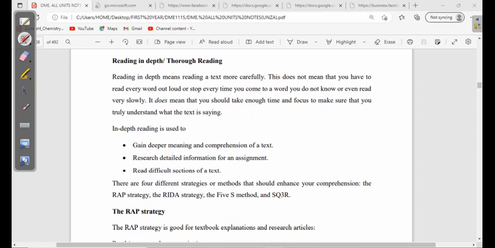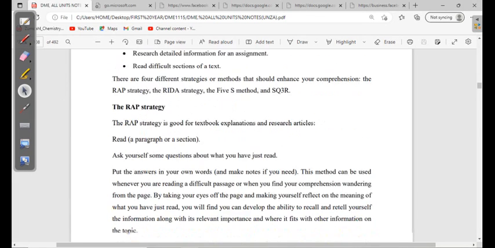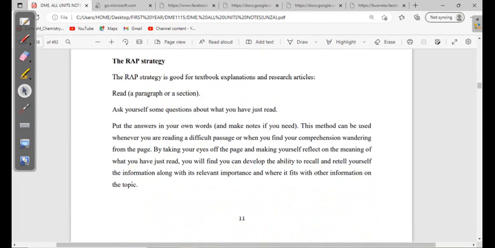When you want to read in depth, or read thoroughly, there are some strategies or methods that you get to look at. We have the RAP strategy, the READER strategy, the 5 S's, and also SQ3R. You need to pay very close attention to these, because if you just miss the meaning of a word, you are going to get it wrong. Now, let's first understand the RAP strategy. What does it mean?